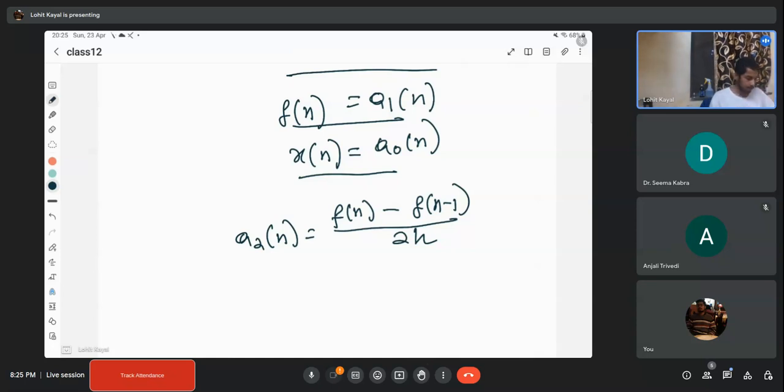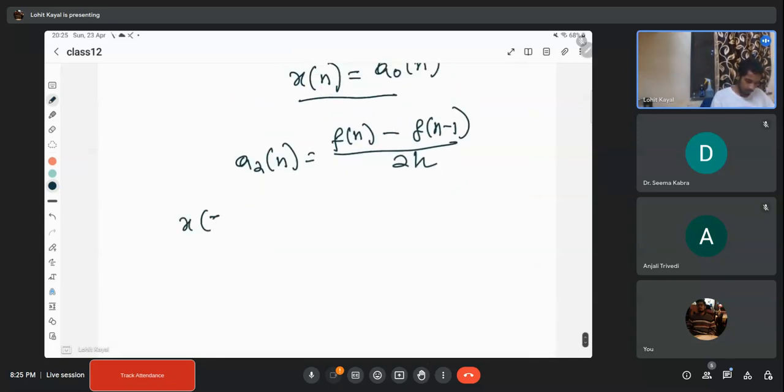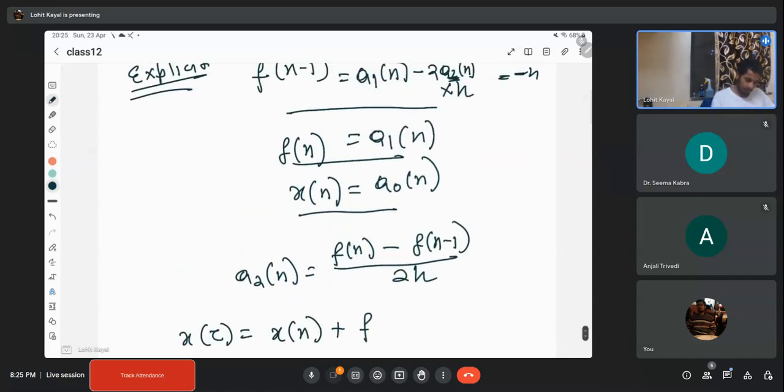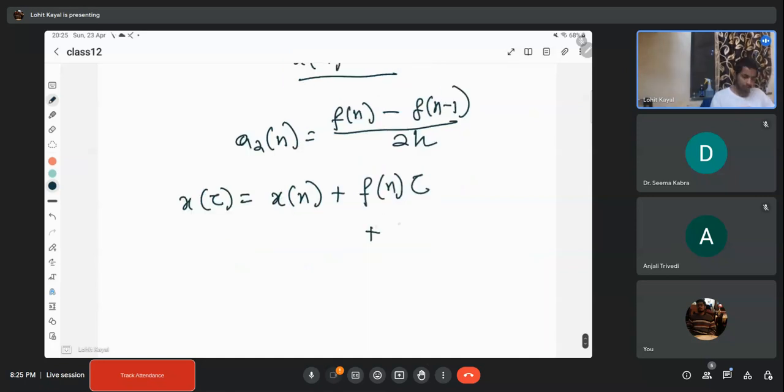So now if you just plug it in the formula, x of tau. Now I am doing everything in terms of tau. It will be x of n, that is a0 of n, plus a1 n into tau, that is a1 n is my f of n tau, plus a2 n tau square, that is f of n minus f of n minus 1 by 2h times tau square.